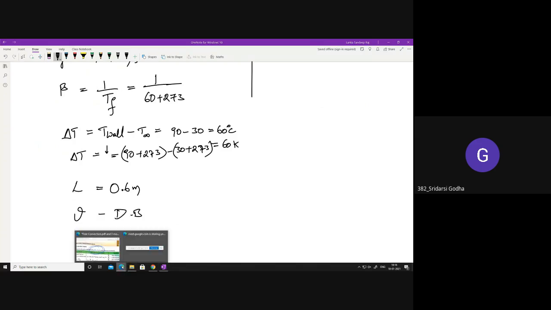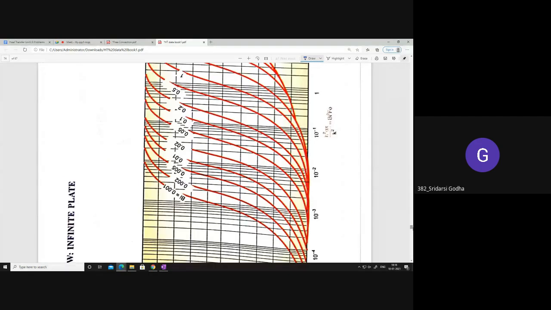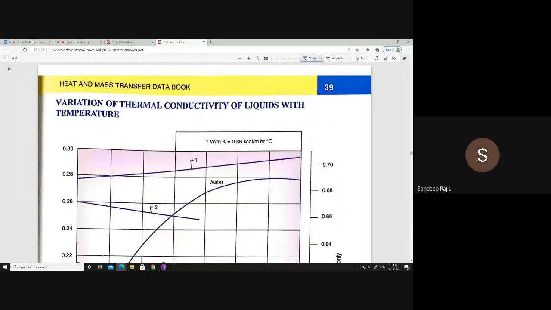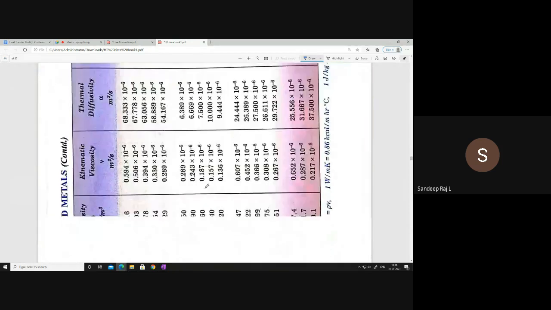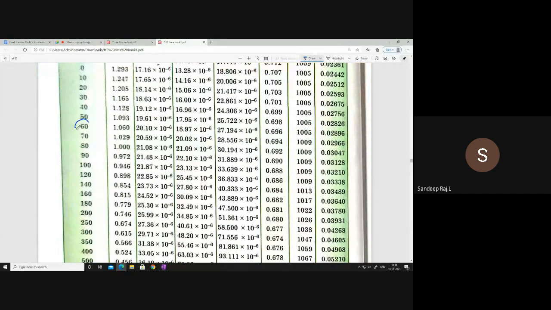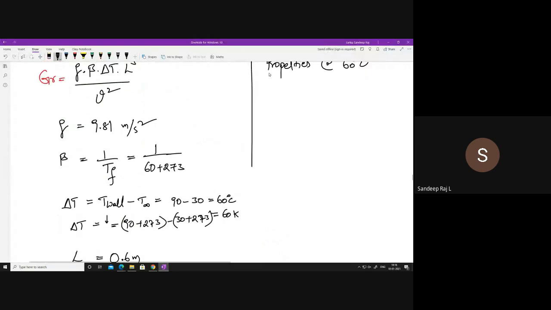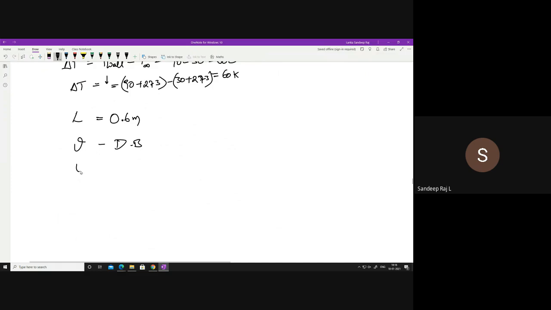For that, you have to move to the properties of air page. What is the page number? Page number 42. You will have the properties of air. Move to the 60 degrees row. There you will have the kinematic viscosity. Here it is 18.97 into 10 to the power of minus 6 meters square per second. This is the kinematic viscosity I am referring to. From the data book, nu is found to be 18.97 into 10 to the power of minus 6 meters square per second.